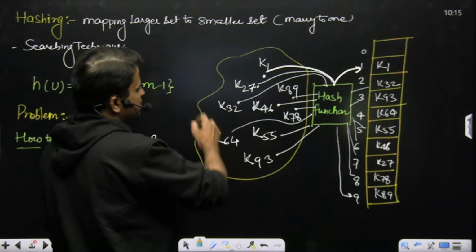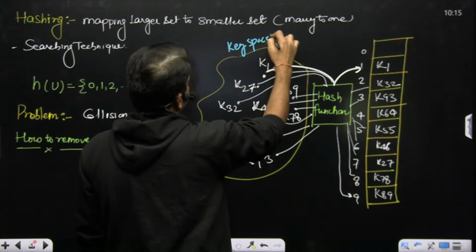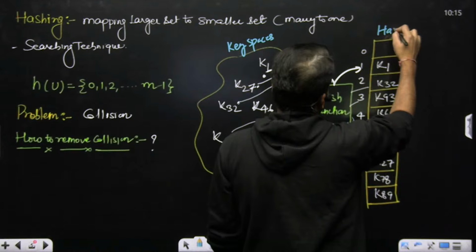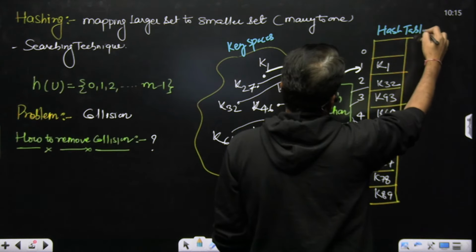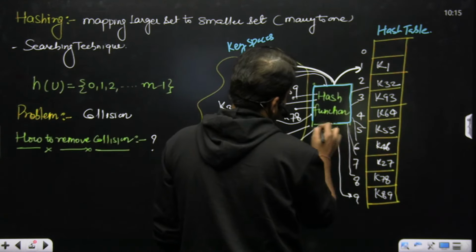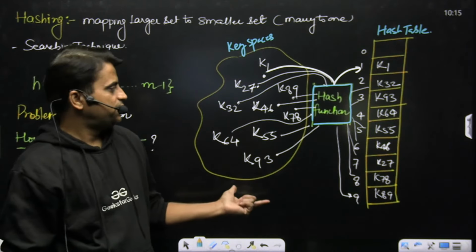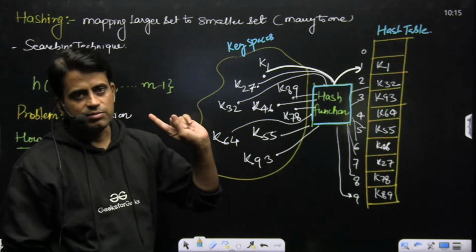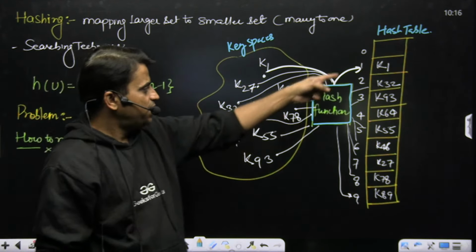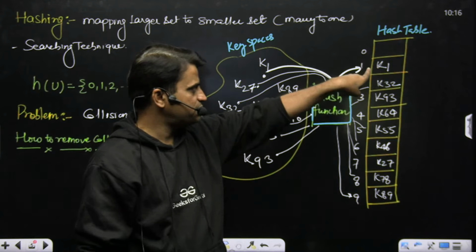So here this is the key space, students, and this is the hash table, and here this is the hash function. This entire thing is known as hashing. There are 3 components: key space, hash function, and hash table. First I apply the hash function on the key, and it produces a hash address. You can store the respective key corresponding to the hash address.